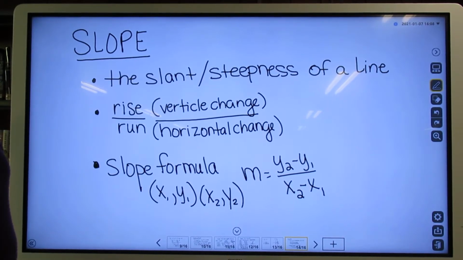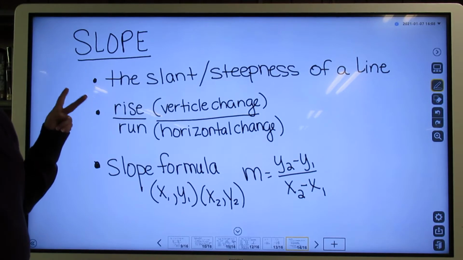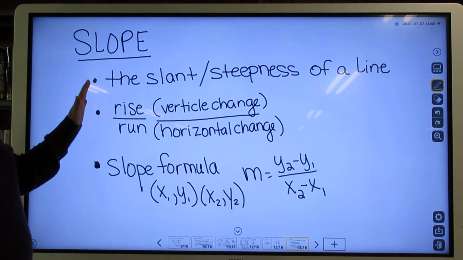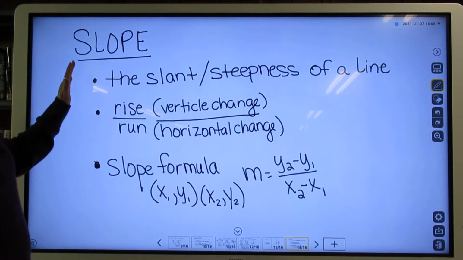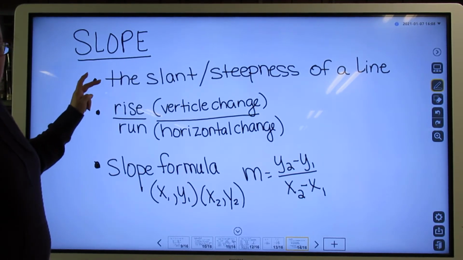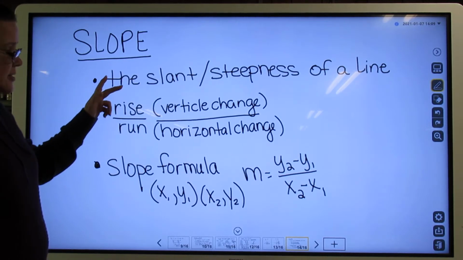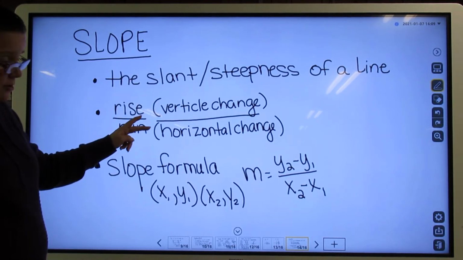Okay, so today we're doing slopes, and we're going to do the ones where you have 2 points and you have to find the slope. But right before I tell you this, there's a few things you're going to need to know. The slope is the slant and steepness of a line, and it is the rise over the run. It is the vertical change over the horizontal change.